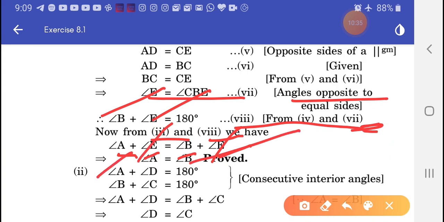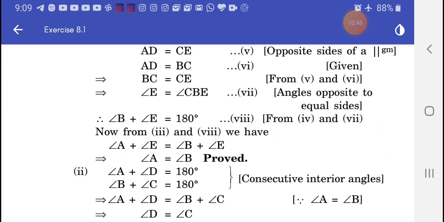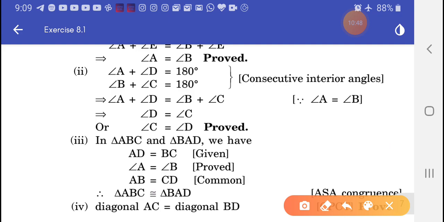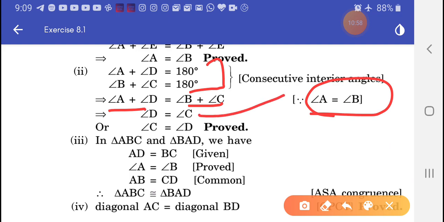Then in the second part, angle A plus angle D equal to 180, consecutive interior angles. Then angle B plus angle C equal to 180. Now equating equation 1 and 2, we have angle A plus angle D equal to angle B plus angle C. Now, but angle A equal to angle B cancel, we have angle D equal to angle C, or angle C equal to angle D.